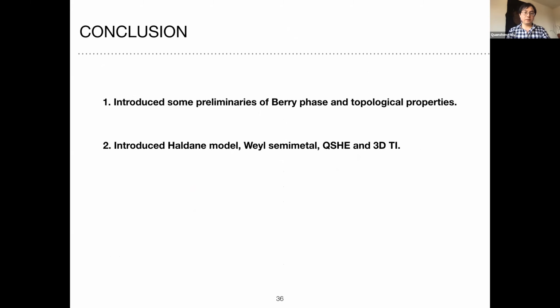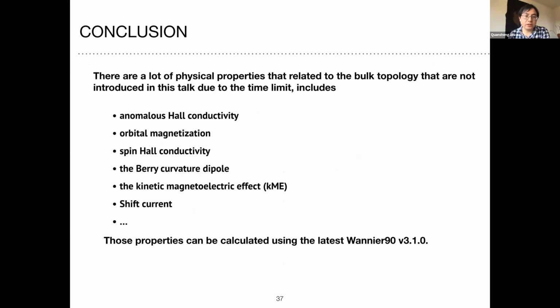Okay, let's skip it. Then in conclusion, we introduced some preliminaries of the Berry phase and topological properties. There are lots of details that were not mentioned, but you can read the references marked in the slides. And we also briefly introduced the Haldane model, Weyl semimetal, quantum anomalous Hall, and 3D topological insulators.